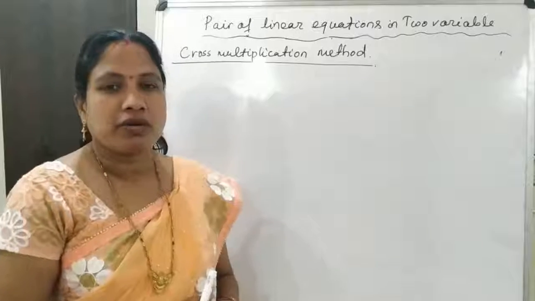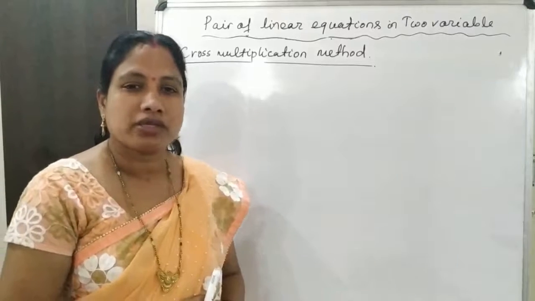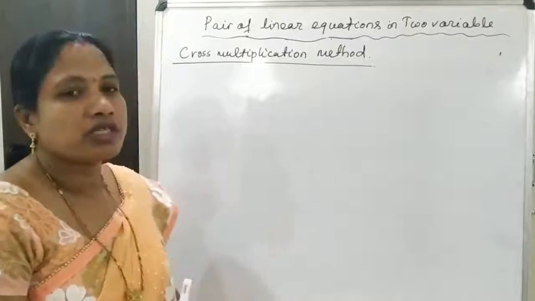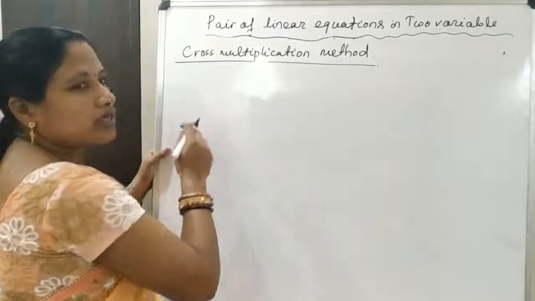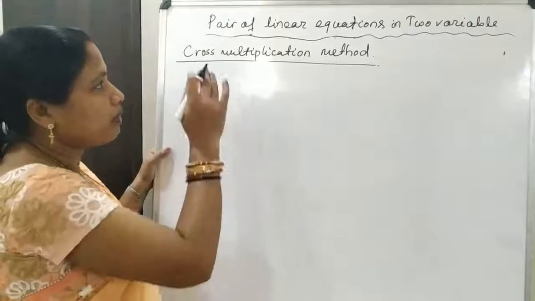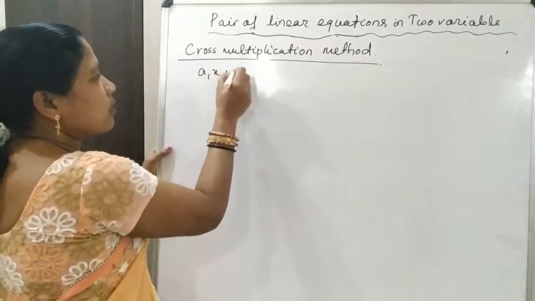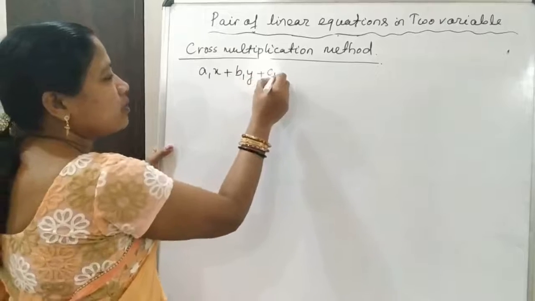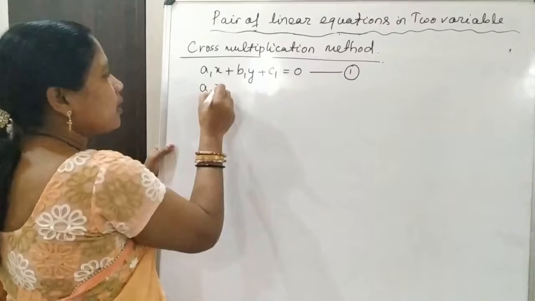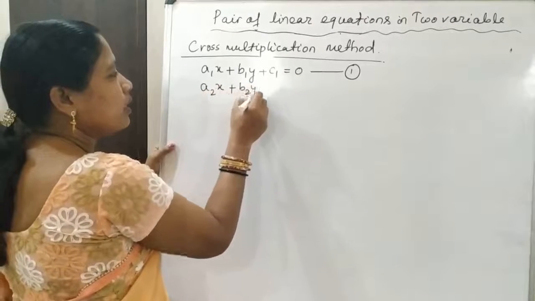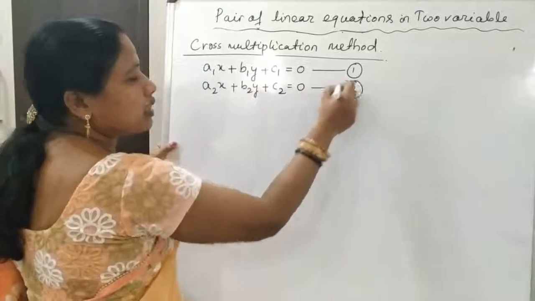Students, let us discuss our third method under algebraic methods to solve a pair of linear equations in two variables. Our third method is the cross multiplication method. First, you write the general or standard form of a pair of linear equations in two variables. That is a1x plus b1y plus c1 is equal to 0. So this is our first equation. The second equation is a2x plus b2y plus c2 is equal to 0. So this is our second equation.